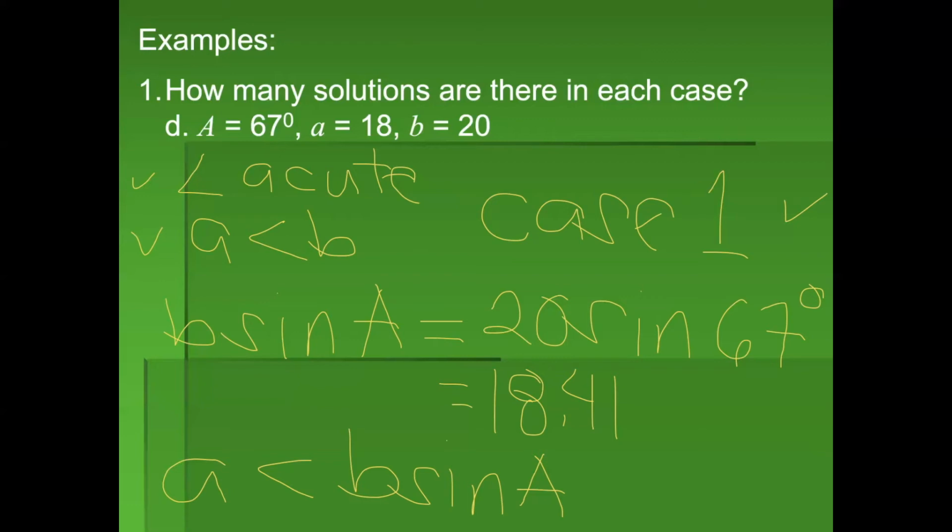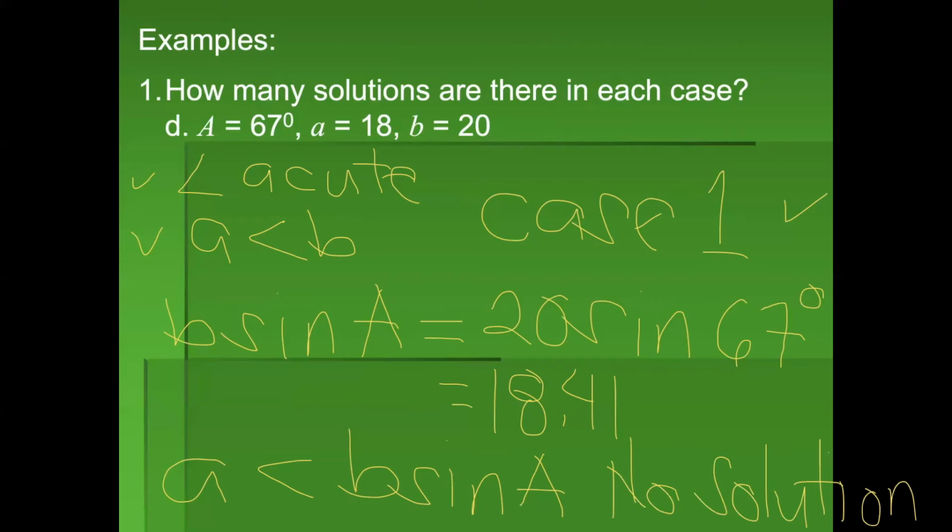Okay, so we can go back to the cases that we have earlier. Since A is less than B sine A, we can say that there is no solution. Because A is less than B sine A, therefore, there is no solution.